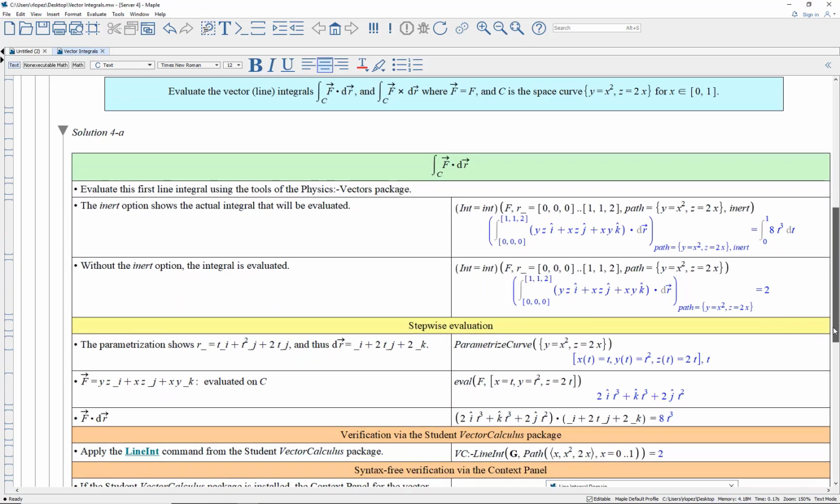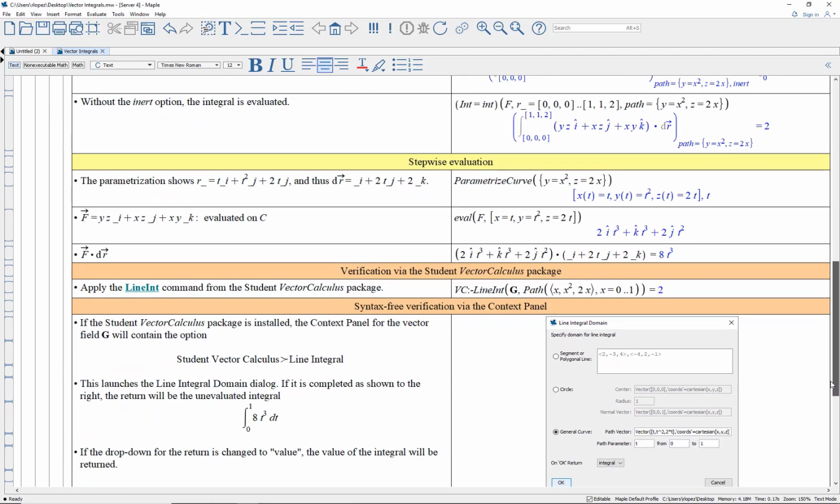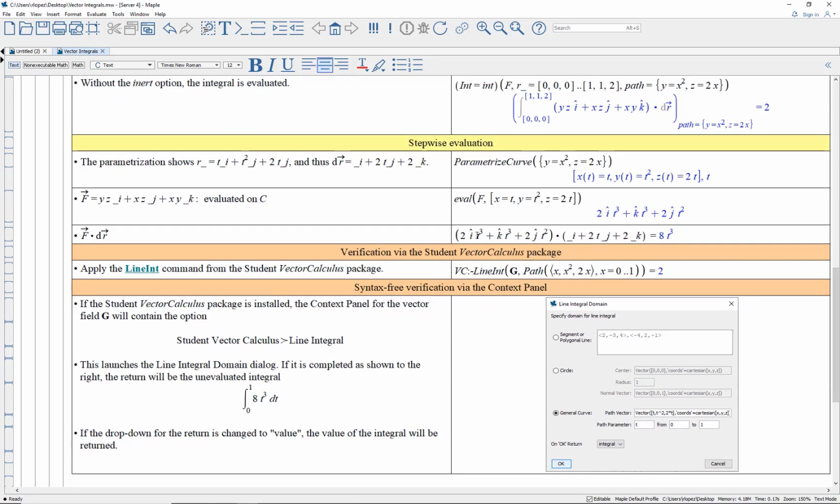Additional verification can be obtained through the Student Vector Calculus package. Use the LineInt command. This is the vector form in the Vector Calculus package, vector field. Path is the generic curve, x, x squared, 2x, x equals 0 to 1. You can get this command to display the integral. Here I've just gotten the answer 2.